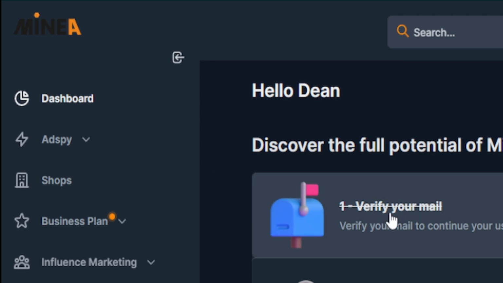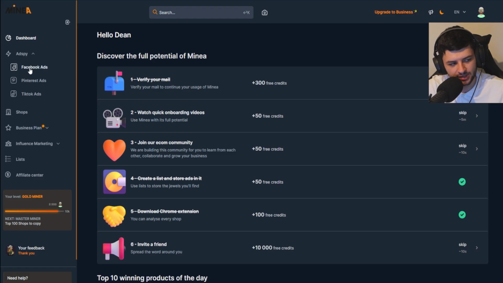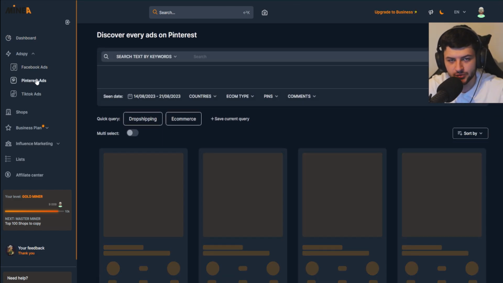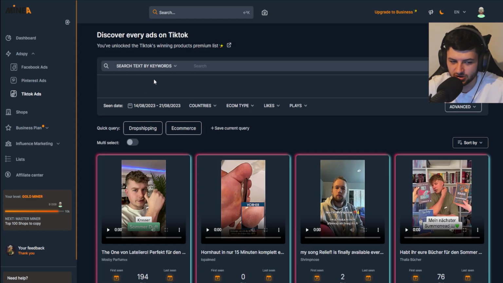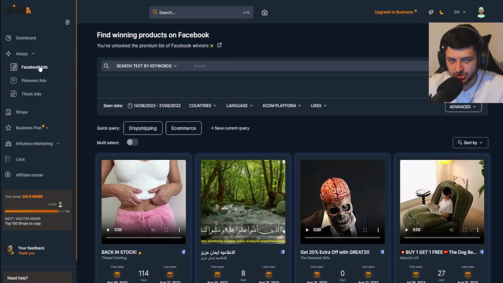So MineA basically allows us to scrape ads on 3 different platforms. So we can take a look at Facebook ads over here. We can take a look at Pinterest ads as well, if you want to use this in conjunction with the Pinterest research methods I showed you earlier. We can also have a look at TikTok ads too. TikTok is probably the most profitable platform right now. We can take a look at what's working. I'm marketing on Facebook right now. My TikTok ads account is actually banned, so I'm just using this section for Facebook.